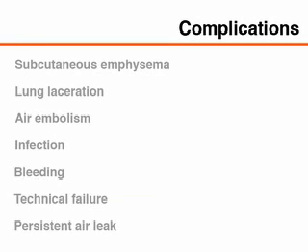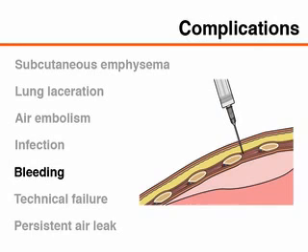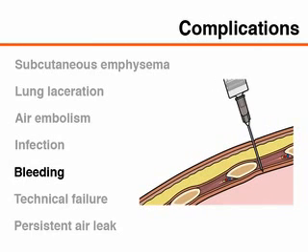Minor complications from needle aspiration of primary spontaneous pneumothorax include localized subcutaneous emphysema. Although serious complications are rare, lung laceration, air embolism, infection, or bleeding may occur. You can minimize the risk of bleeding by placing the catheter at the intercostal space just above the third rib, thereby preventing injuries to the intercostal vessels.